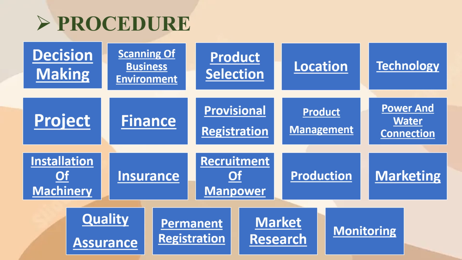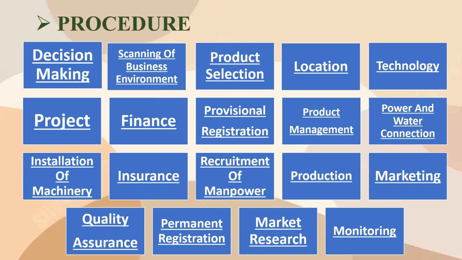Next step is the permanent registration. After the small scale unit goes into production and marketing, it becomes eligible to get permanent registration based on its provisional registration from the DIC or Directorate of Industries. Next step is the market research. Once the product or service is introduced in the market, there is strong need for continuous market research to assess needs and areas for modification, upgradation and growth.